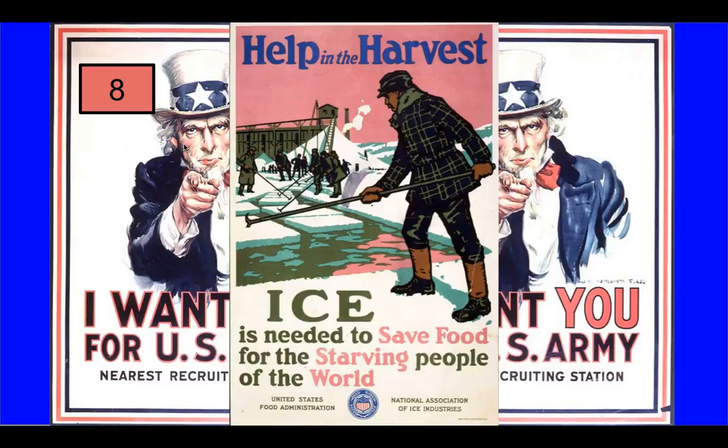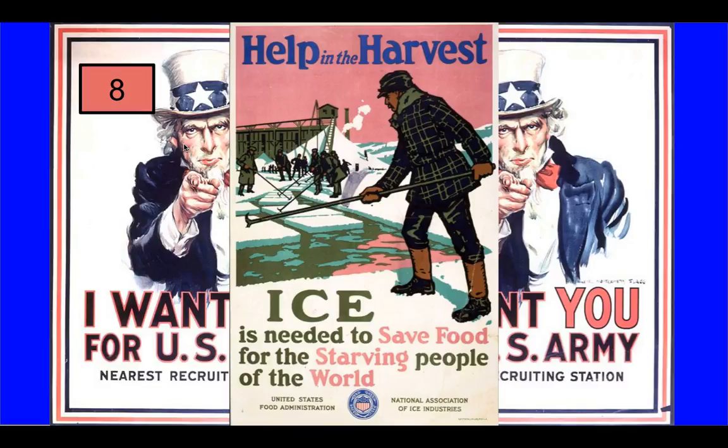This last one is pretty funny to look at because it says, help in the harvest. Ice is needed to save food for the starving people of the world. So asking people to go out and help harvest ice. We don't have ice machines and refrigeration at this time. So all the ice in the world that was used was actually harvested from lakes. They would cut off sections of it and then ship it back to places before it could melt.